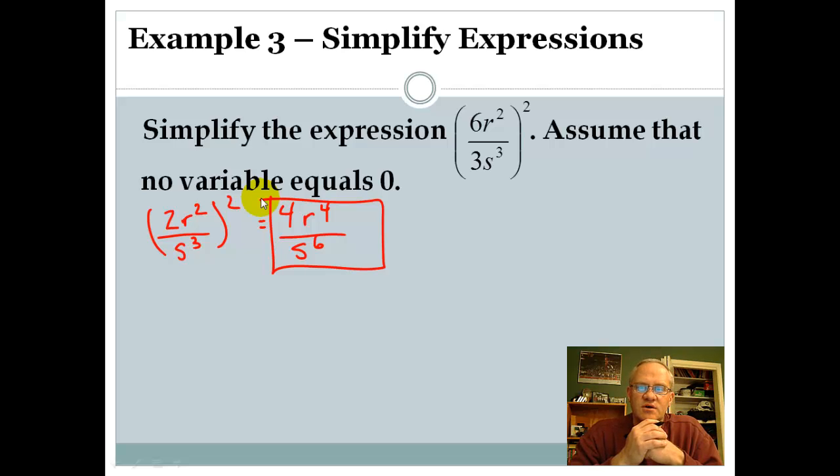We've gotten rid of the power raised to a power. We've simplified the fraction. And there's no bases that are the same. R and S are different.